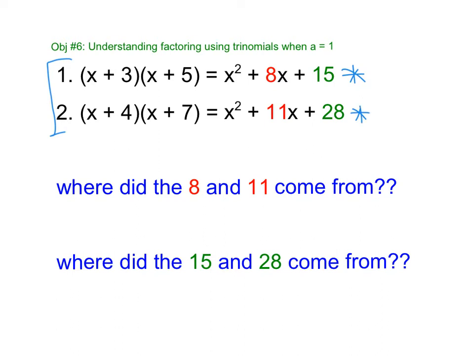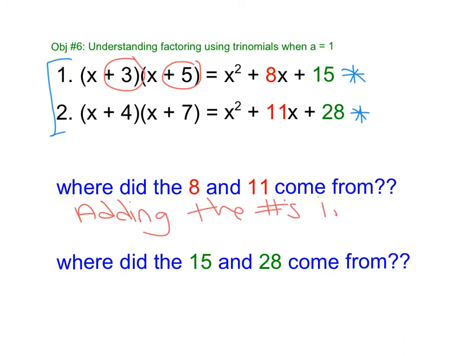So looking at these problems, where did the 8 and the 11 come from? Well, 5 plus 3 equals 8. We're adding the numbers in the binomials. Right? If 3 plus 5 is 8, 4 plus 7 is 11. So those middle numbers always come from adding or combining the numbers together that are in the binomial.